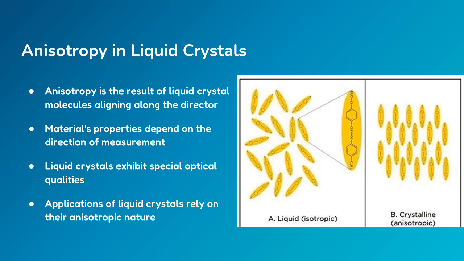Anisotropy in liquid crystals is the result of molecules' propensity to point along the director. It means that the material's qualities are dependent upon the direction of measurement. So for example, cutting a piece of wood with the grain is easier than cutting it against it. So the special optical qualities that scientists and engineers use in a wide range of applications are caused by the anisotropic nature of liquid crystals.